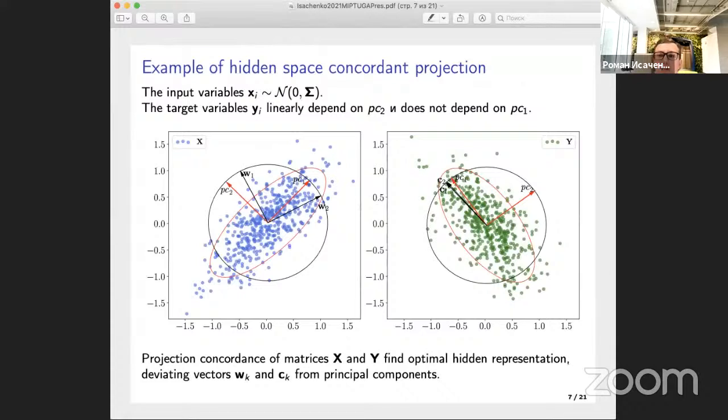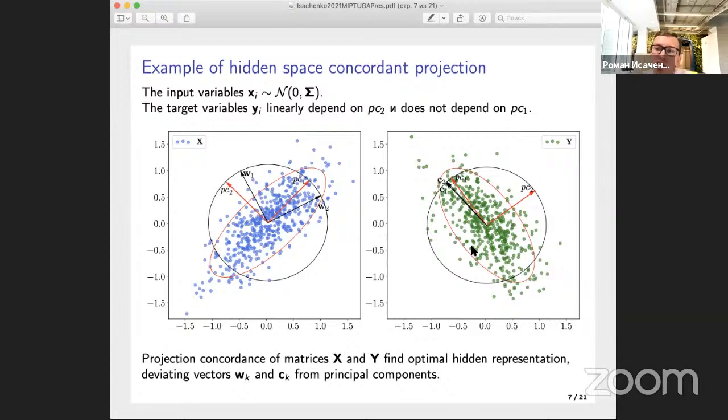Here on the slide, one can see an example of how the projection method works in a latent two-dimensional space. The blue and green dots represent the input variables and the target variables X and Y. The input variables are generated from a normal distribution with covariance matrix sigma. The target variables depend linearly on the second principal component of X and do not depend on the first principal component of the matrix X. The red contour shows the level lines of the covariance matrices. The black arrows correspond to the vectors of the matrices W and C.